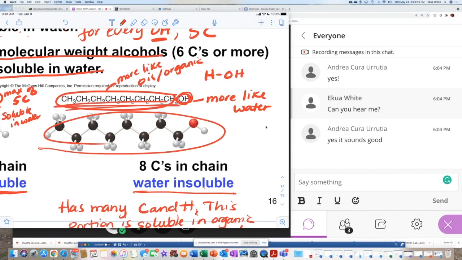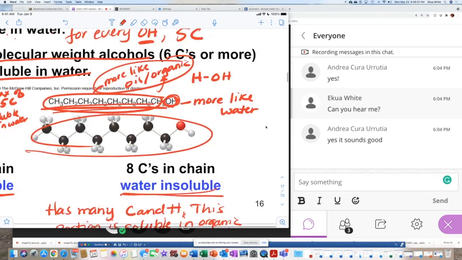We'll go over this over and over again to where I hope that we become more familiar then. As long as you have more than 5 carbons, 6 or more, the molecule behaves more like oil, and so it will dissolve in organic compound and something that's oily, but not dissolve in water.